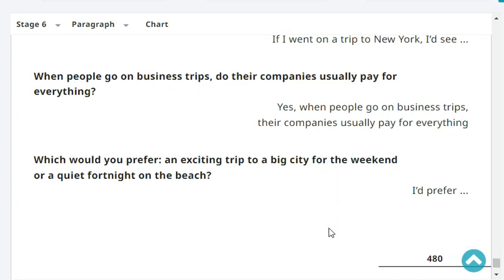Pay for everything. Which would you prefer, an exciting trip to a big city for the weekend or a quiet fortnight on the beach? I'd prefer a big city.